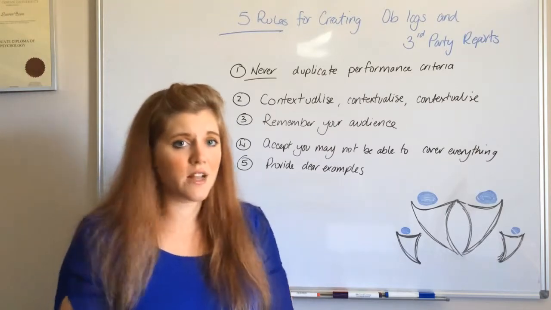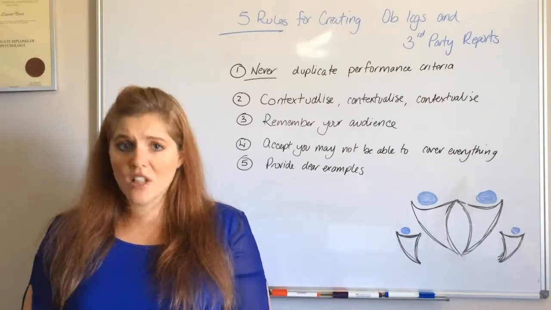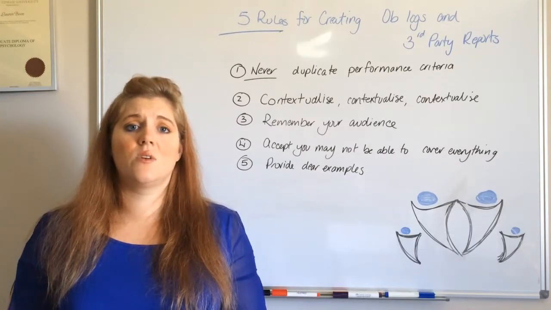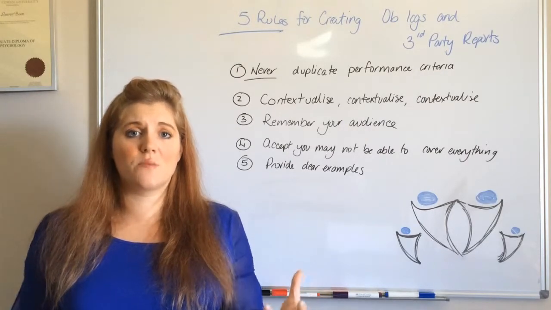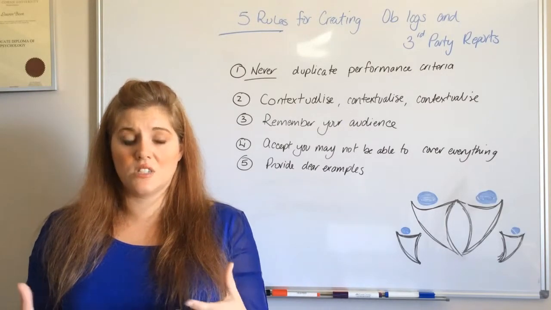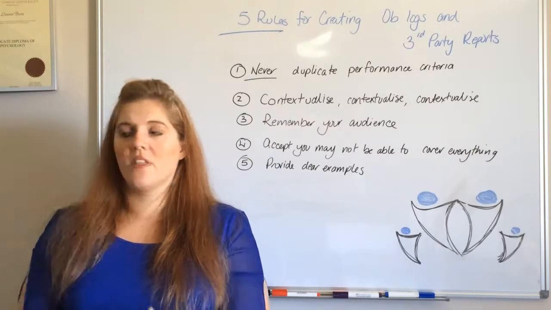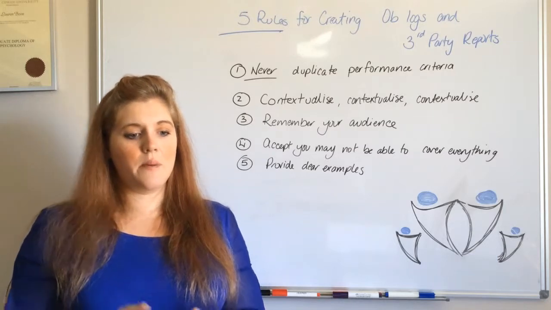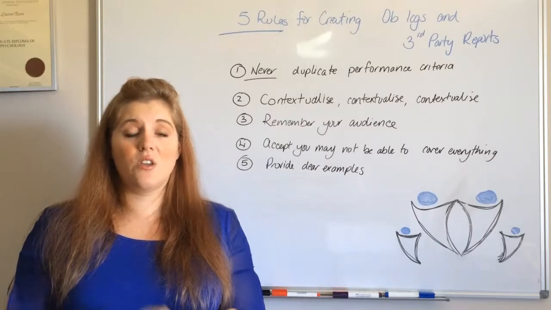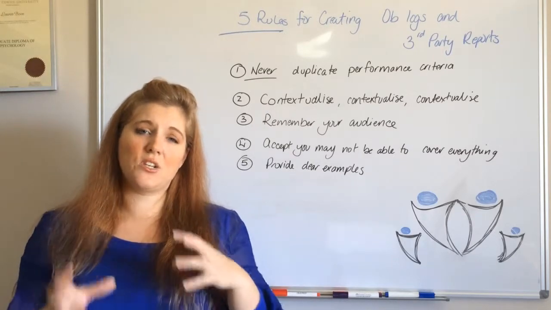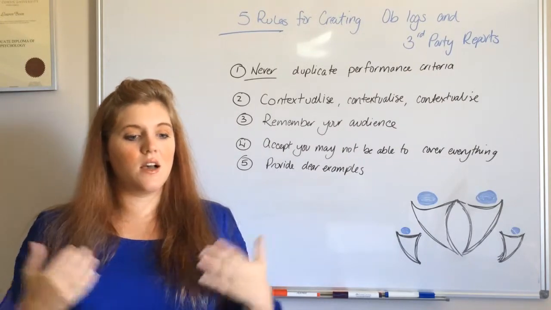The second one, make it relevant. Contextualize, make it relevant for the students, make it relevant for the assessors that you're dealing with. It should make sense. Everybody should be able to pick up what the assessor is saying, take a look at it and go, okay, yeah, I understand what that's going to look like in a workplace. Remember who you're writing it for. Keep in mind those 3 parties. You are writing it for 3 different parties, so make sure that what everybody's going to see kind of marries up.